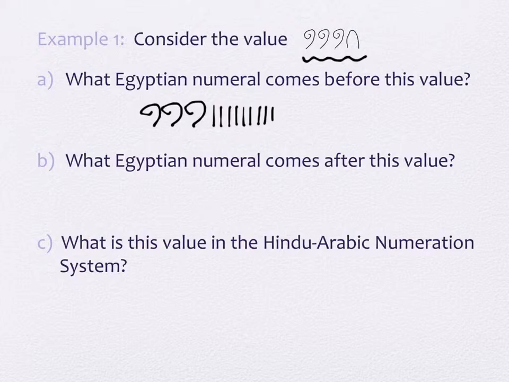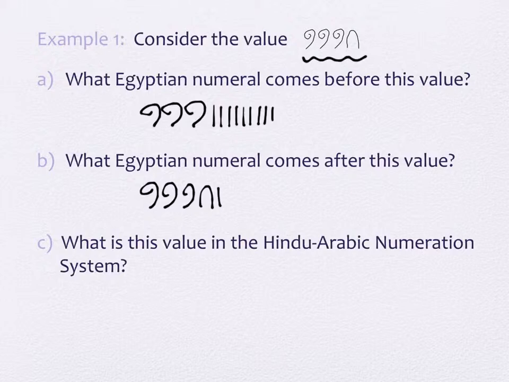What would come after? What would you do to get the number that comes after this? Just add a vertical line and that number. You got it. We have our 3 scrolls, we have our heel bone, and we simply attach or add on a vertical staff. Very good.